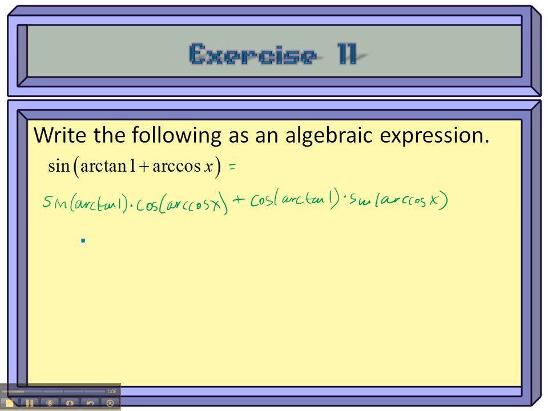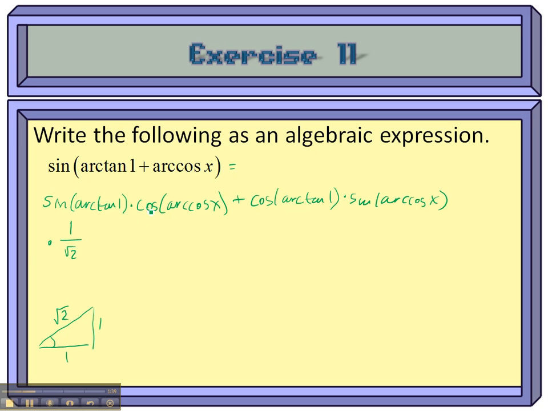So for this first part, we need to draw ourselves a little triangle. Draw it right down here. Here's our angle. For tangent, this is opposite over adjacent. It's supposed to be equal to 1. So we could just use 1 over 1. Obviously, the hypotenuse then would be square root of 2. It's an isosceles right triangle. So the sine of this angle, sine is opposite over hypotenuse, it's going to be 1 over square root of 2.